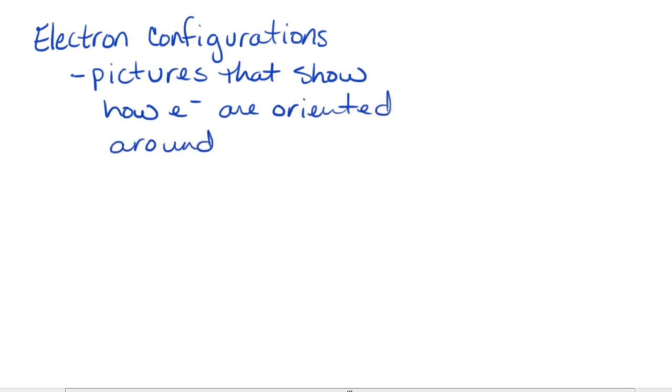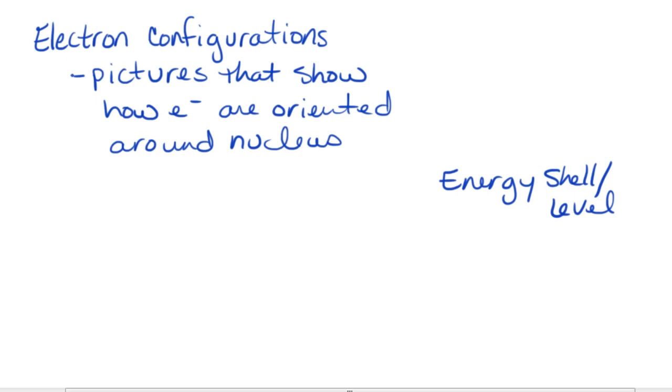And this is important because while those electrons are located outside of the nucleus, and we've talked about how they're spinning around all of the time outside the nucleus, these electrons are going to be located in what we call energy shells or energy levels. So we want to understand what an energy shell or level actually is.